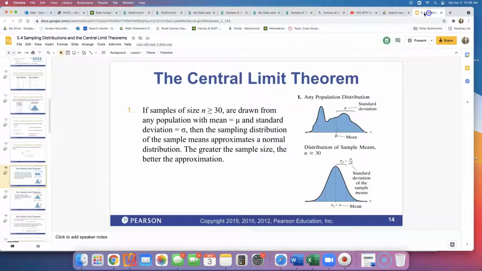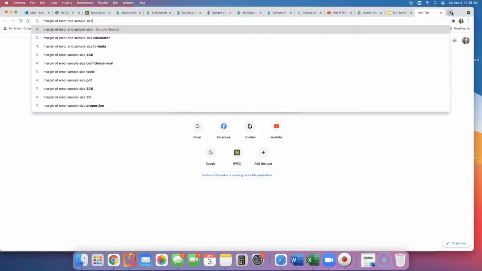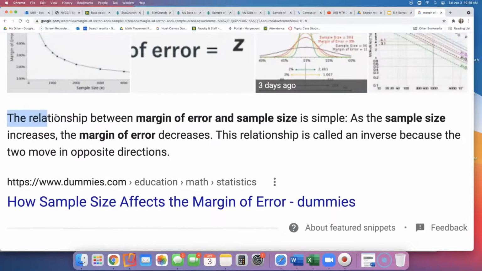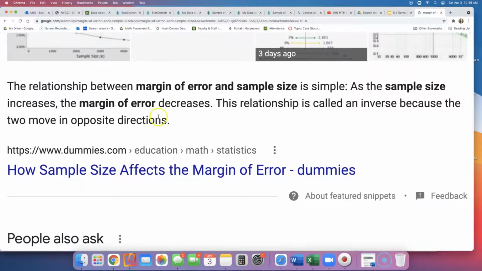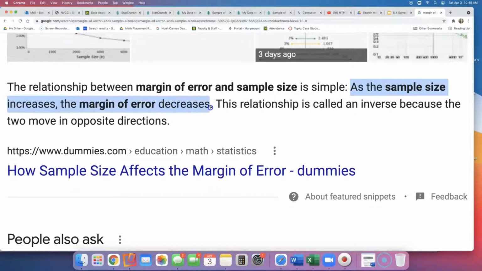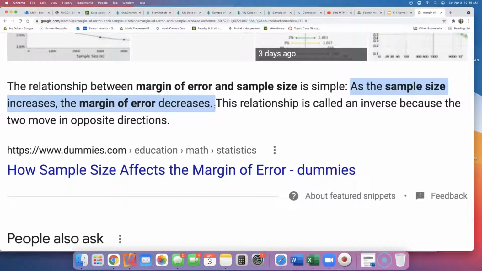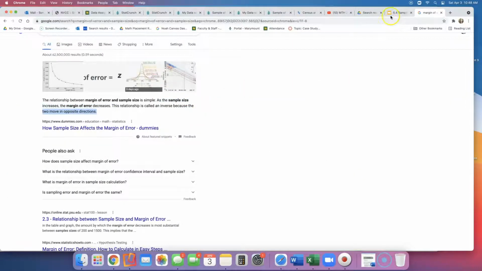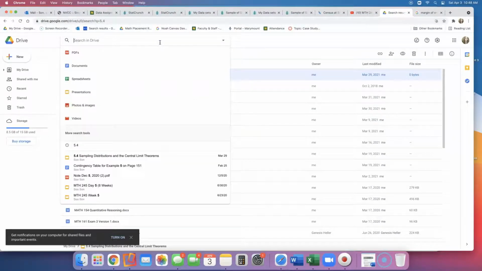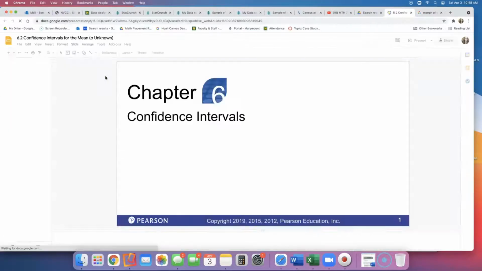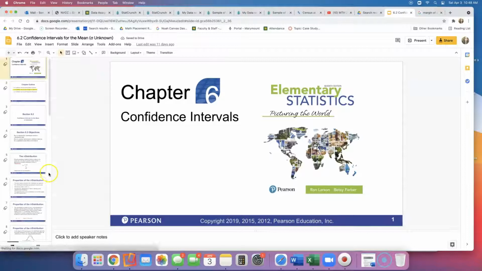Let me go to Google. The relationship between margin of error and the sample size is simple. As the sample size increases, the margin of error decreases. This is the sentence you want. Why is this true? I do want to show you why, because if we open up the 6.2 slides, I'm going to show you the margin of error formula real quick.